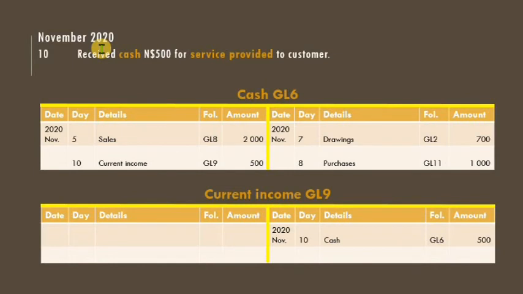Received cash for service provided to a customer, so this will be cash and current income. Cash will be debited with current income and current income will be credited with cash. You please need to constantly refer back to EDALIC so that you know that cash is debited because it increases and current income is credited because it is an income.